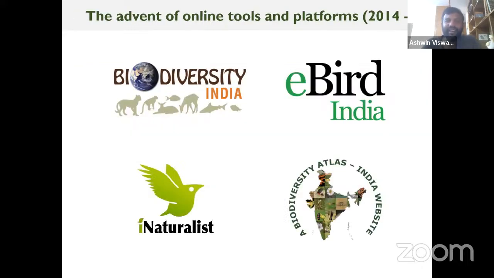Then around 2013-14 was the advent of many more citizen science portals and platforms. There was the India Biodiversity Portal, there was iNaturalist that came up a little later, there was eBird, there was the Biodiversity Atlas, and so many other citizen science tools and platforms, when they realized that there was a desire from the public to participate in more and more science. So it's not just restricted to birds, but any kind of nature.